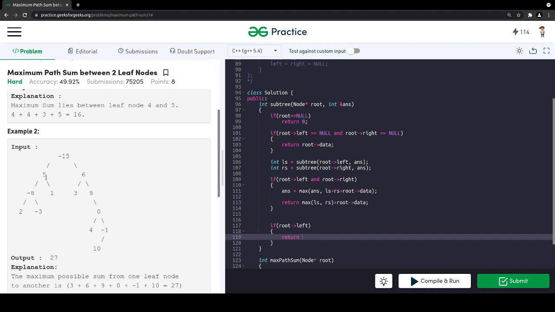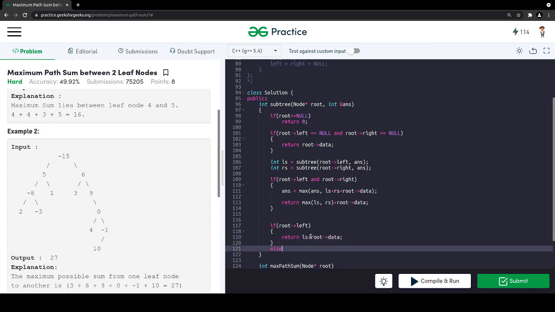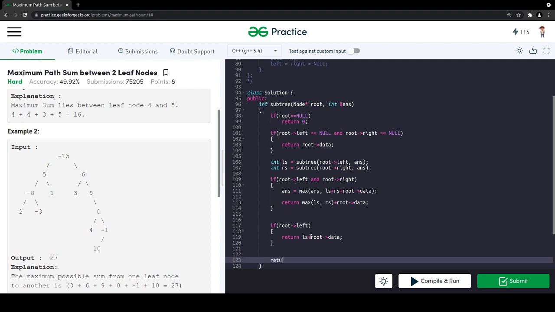this five part, the left subtree, and I am done with the right subtree. Okay, if at any point, for example in this case, I see that it only has a right subtree, so I will be only calculating for this, not for this. So when it has only the root left, it will return me ls plus root data. Otherwise, it will return me rs plus root data.